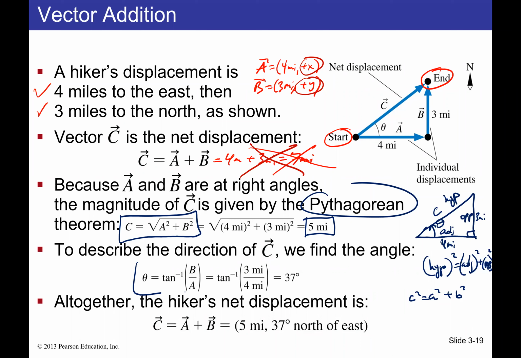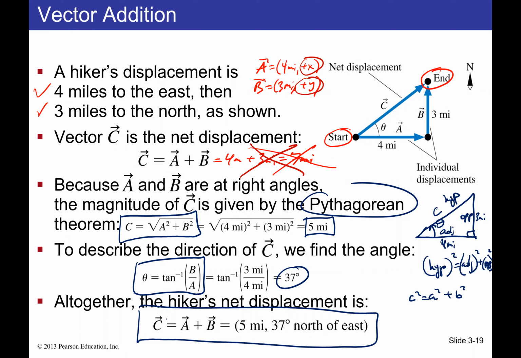And then we can use the inverse tangent of opposite over adjacent. Opposite is B, adjacent is A, so 3/4, and we get 37 degrees. So when I'm adding those two vectors together, A and B, if those vectors are perpendicular to one another, then technically I can use this approach. I can use the Pythagorean theorem to find the magnitude and the direction of the resultant vector, which is vector C.